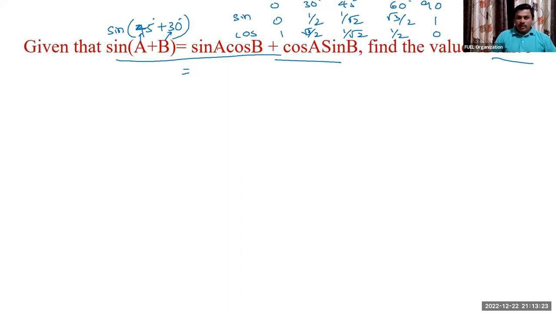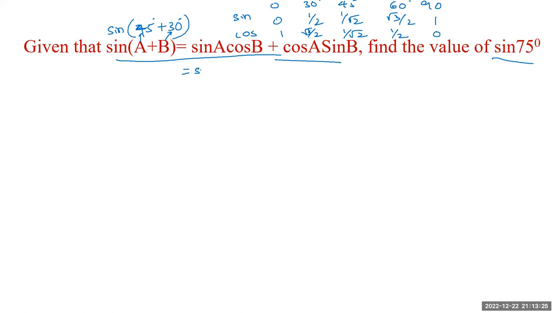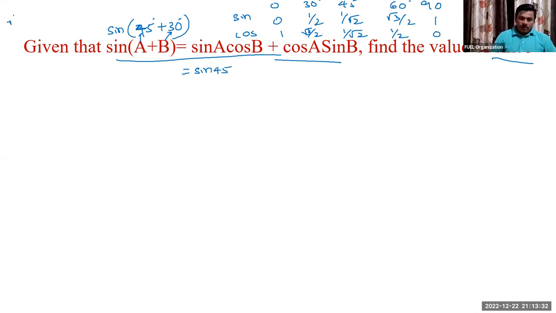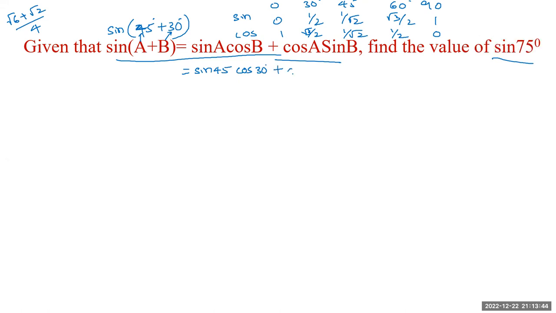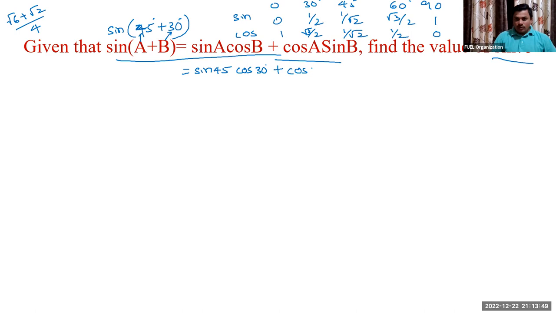Substitute here. Sine of? Is the answer root 6 plus root 2 divided by 4? Okay, we will confirm. Cos of B is given; the value I just wrote here. How much is it? 30 degree, right? Same answer. Very good, because cos of A is 45 degree, sine of B is 30 degree.